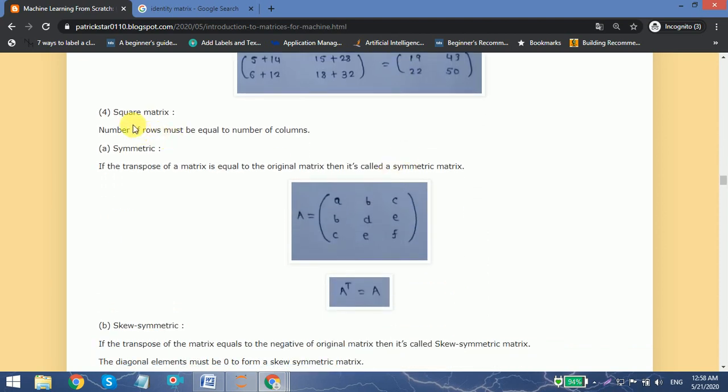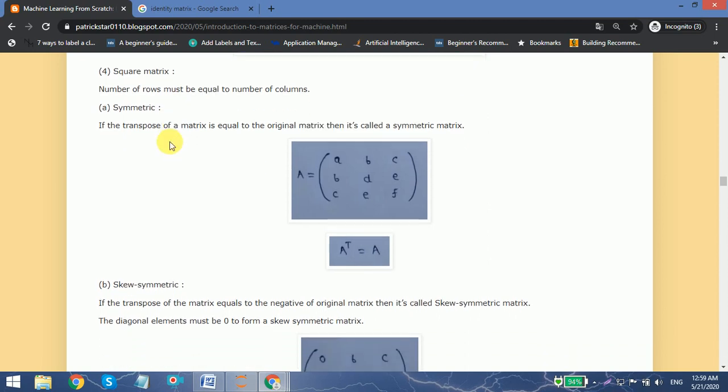Okay, so the next one is a square matrix. The number of rows must be equal to the number of columns to be called a square matrix. Okay, and there are two types of square matrix. One is symmetric and the other one is skew symmetric. If the transpose of a matrix equals its original matrix, then it is called a symmetric matrix.